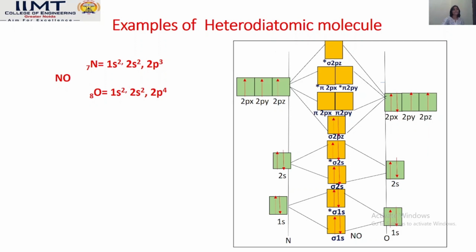Pi 2px and pi 2py have the same energy level, so the first electrons are singly occupied. Now pairing is going to start. The remaining one electron is going to be filled in pi star 2px.